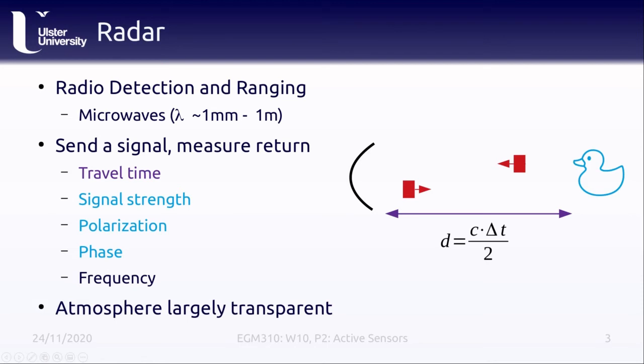Recall that the atmosphere is largely transparent in the microwave portion of the spectrum, which means that we can make observations regardless of the time of day or time of year. This is especially useful in polar regions, and we can even make observations that are somewhat independent of the weather.